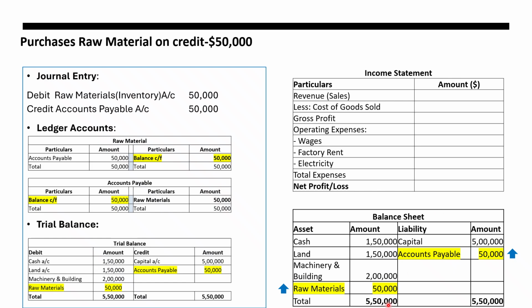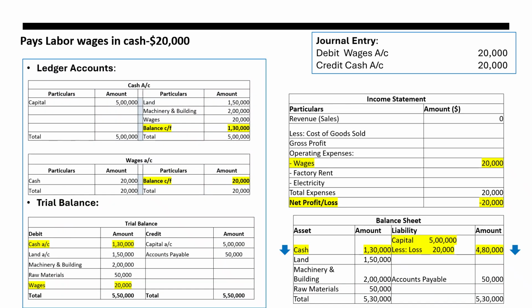On the balance sheet, what's happening is raw material, which is an asset, is increased, and on the liability side, we have accounts payable, which is a liability which is increased. So when both the sides increase with the same amount, balance sheet also tallies. So asset side is equal to the liability side. We'll move to the next transaction.